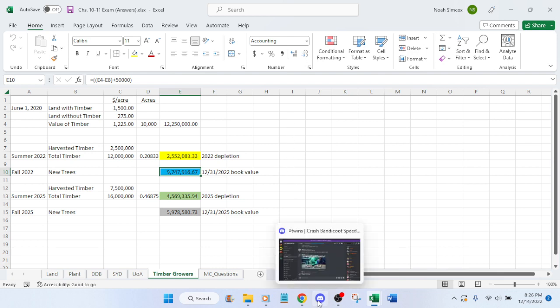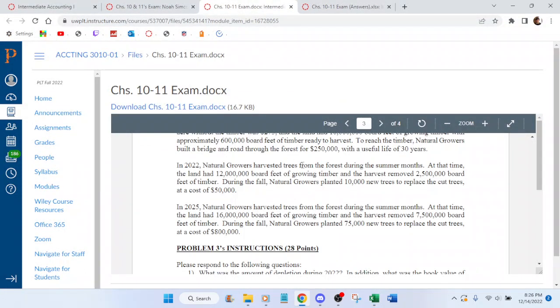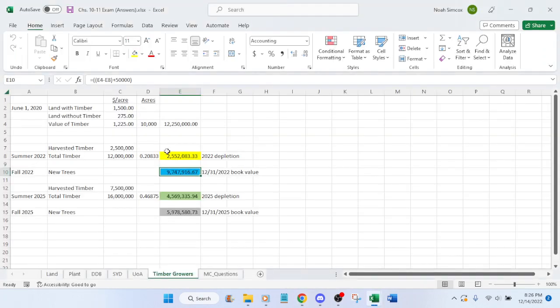Now in 2025, harvested trees from the forest. There were 16,000 board feet. They removed 7.5 million board feet. And then they planted 75,000 new trees at a cost of $800,000. So they harvested this. There was a total of this. This divided by this equals this. This times this. That's the key. Right? You do this times this. E10 times D13.